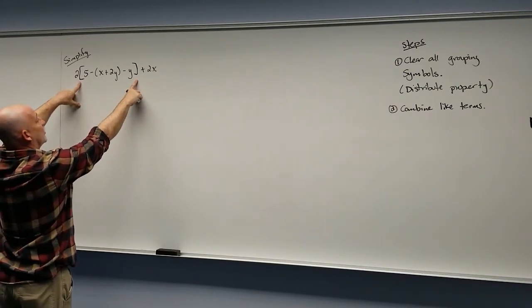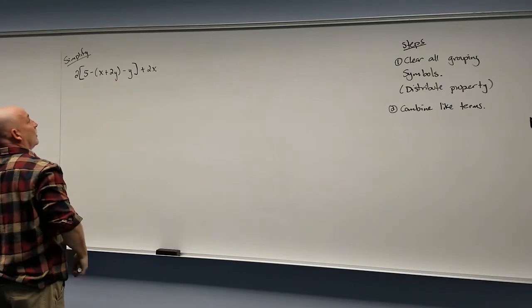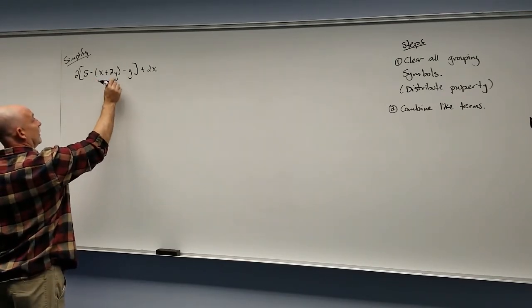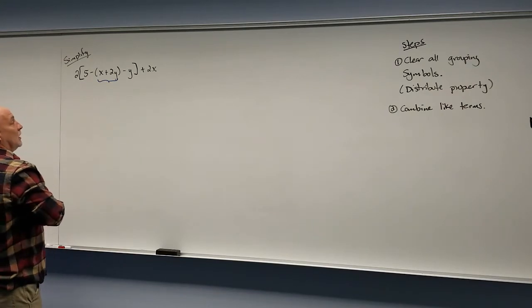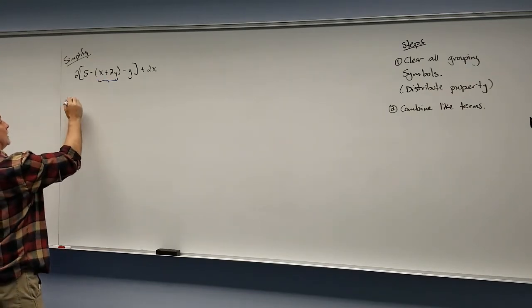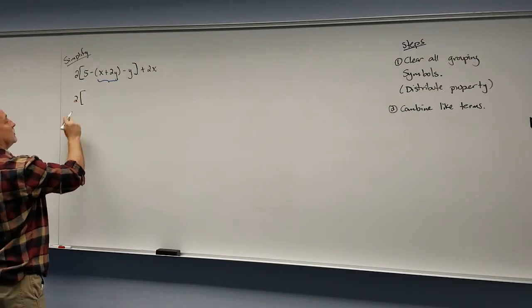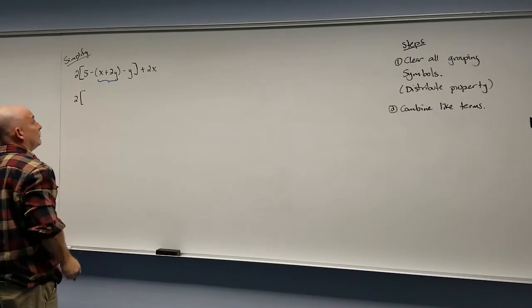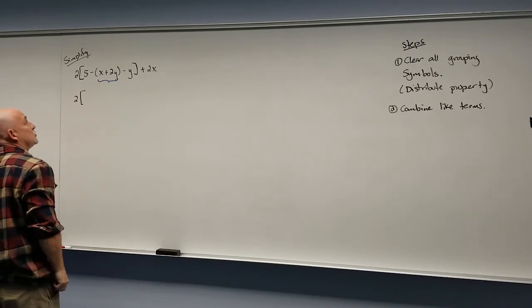However, inside the square bracket we have parentheses, so where I'm looking right now is right here. I'm just looking inside that set of parentheses. Is there anything we can do inside of there? Well, there's not. So since there's nothing we can do inside those parentheses, we need to clear the grouping symbols. So to clear grouping symbols, we need to distribute.